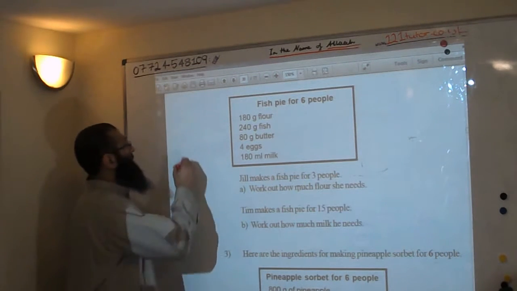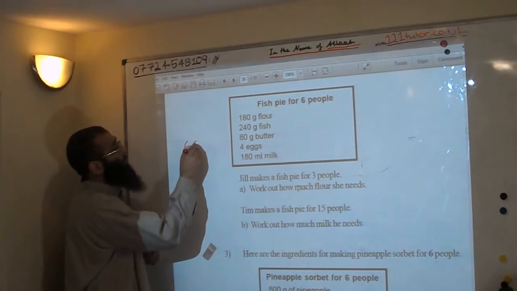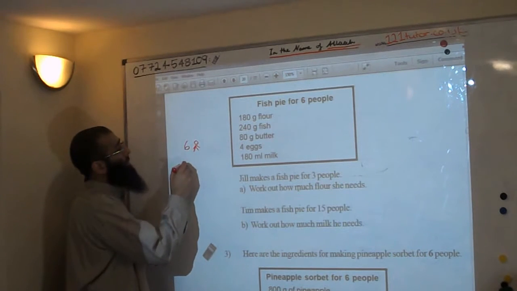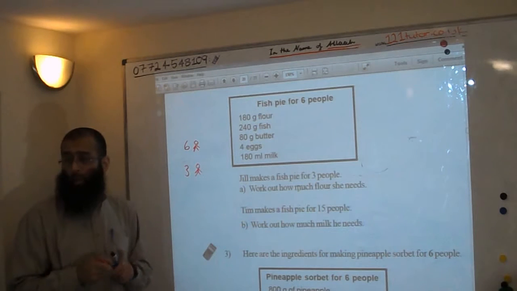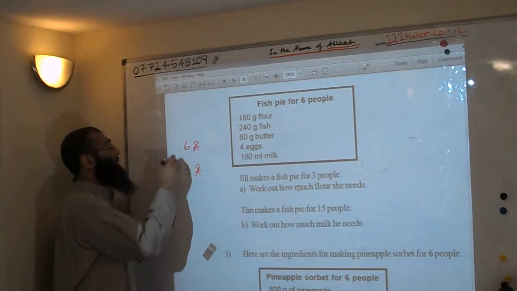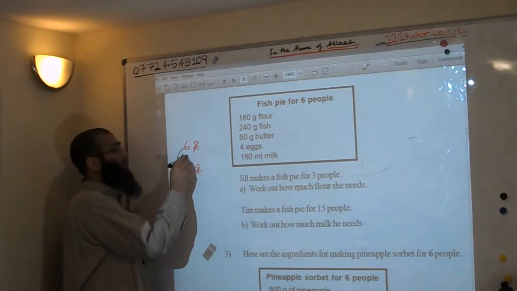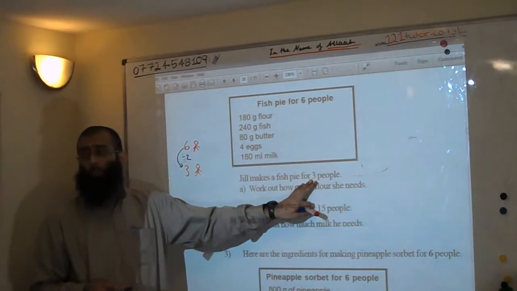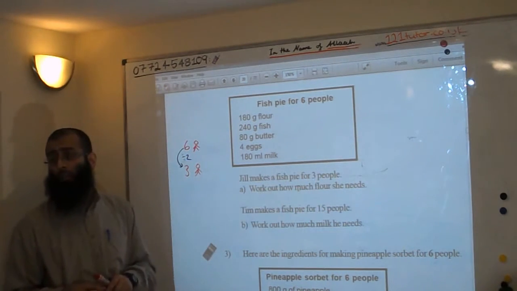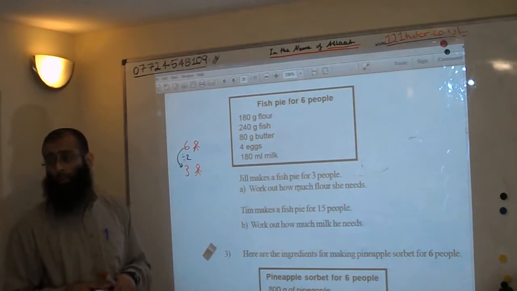Now, we started off with six people, and we now want to get to 3 people. How do we get from 6 people to 3 people? We divide by 2. So if you're going to make half the number of people, we have to halve the ingredients. Okay? You happy with that?